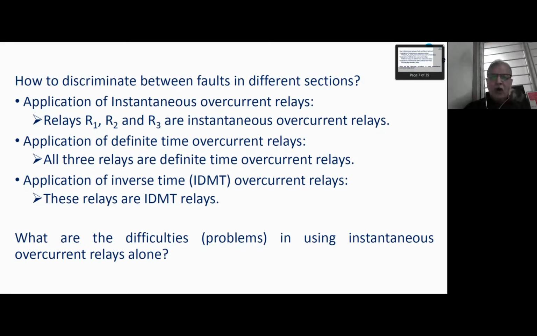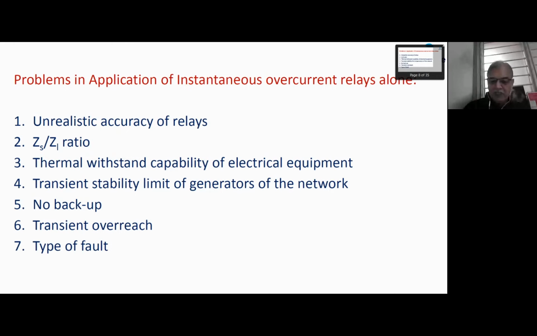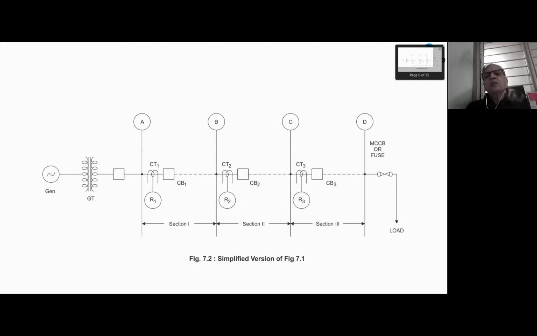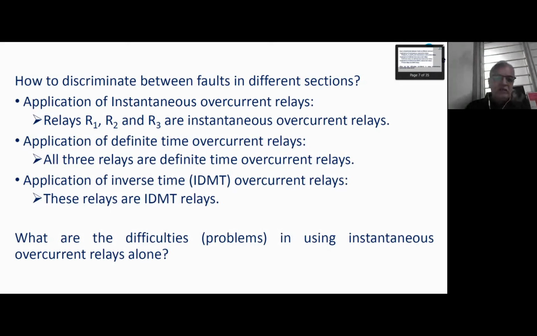Because if the current is small, the equipment can withstand for more time, and we may wait for more time, and we must wait for more time because most of the faults, 85% of the faults are transient, and probably before the relay operates, fault might have vanished and you may not have to trip at all. But if the fault current is larger, it would be damaging, and therefore the relay should operate fast. Therefore, these relays R1, R2, R3 are IDMT relays. So these are the 3 main schemes to differentiate between fault location.